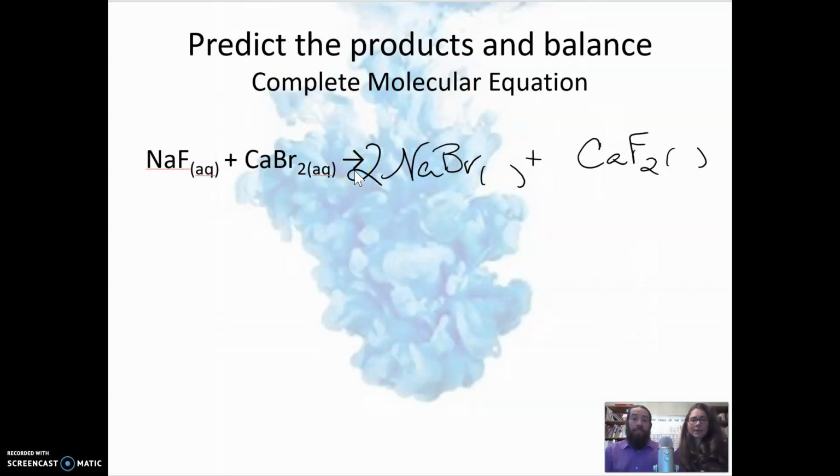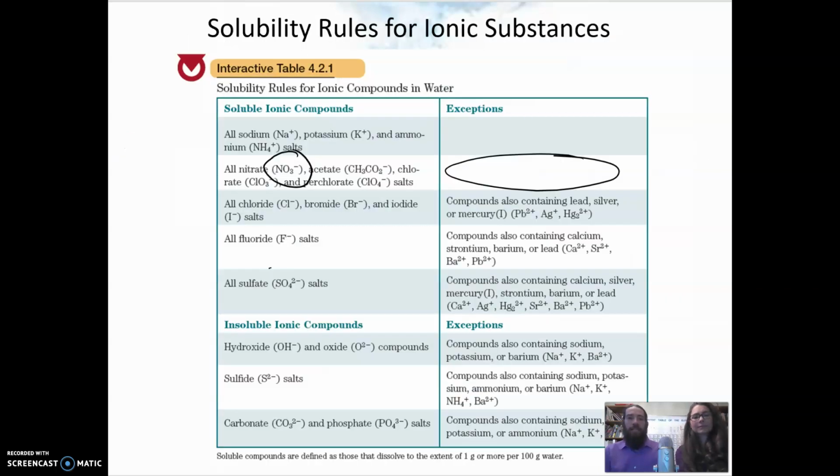Now I affected my sodium, and I've got 1 sodium on the left, so I better put a 2 out there. Okay, so I've got 2 sodiums, I got 2 fluorines, we're good there. 1 calcium, 2 bromines, we're balanced. Check, check. The next step is to find out whether or not these are soluble using our solubility chart, because these are ionic compounds.